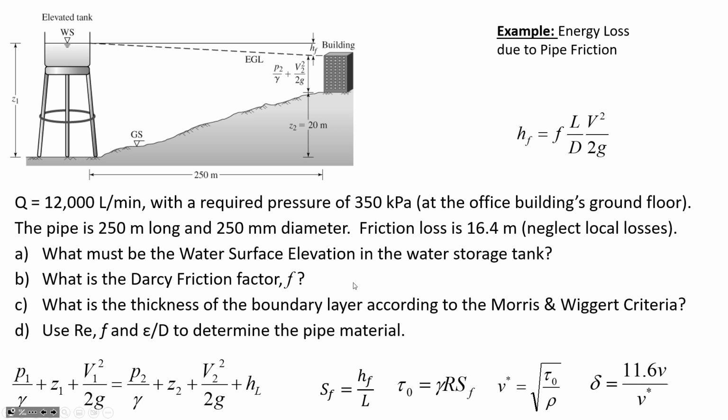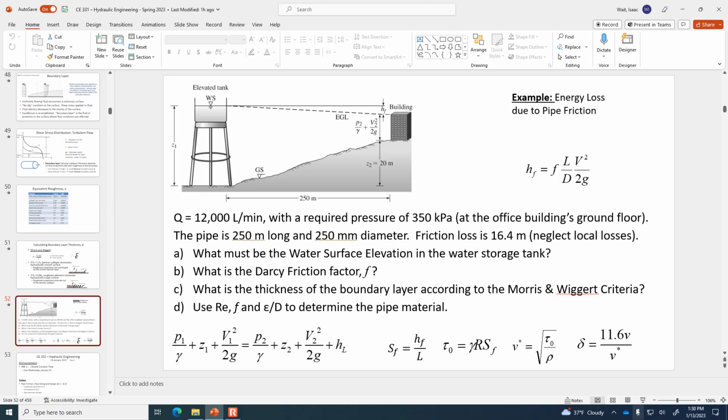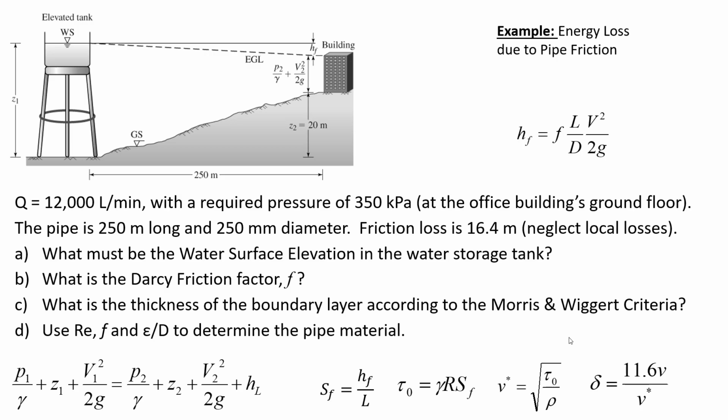Okay, so we've got water flowing from this tank, and we know the flow rate going through here, and we know the pressure that's required at the ground floor of the building, 350 kilopascals. The pipe is 250 meters long, it has a 250 millimeter diameter, and in this problem we're given the friction losses outright, 16.4 meters. So we're going to go through the process of applying the energy equation to find out how high the water level needs to be in the tank.